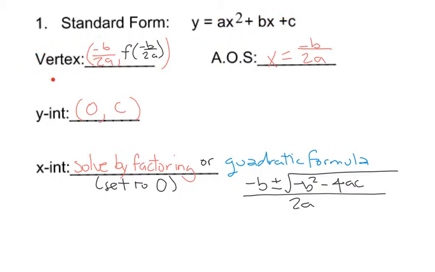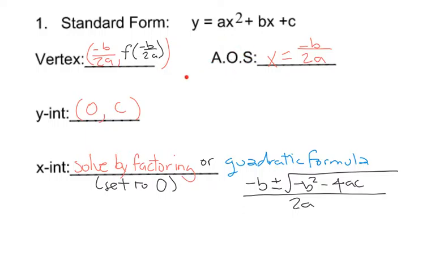Using that, you can find the vertex. Remember, our vertex is either a minimum point or a maximum point. The x value of our vertex is going to be negative b divided by 2a. And then the y value is f of that, which means that whatever answer you get for your x value, you simply plug this number into your quadratic function and solve it, and get a different number value for your y.